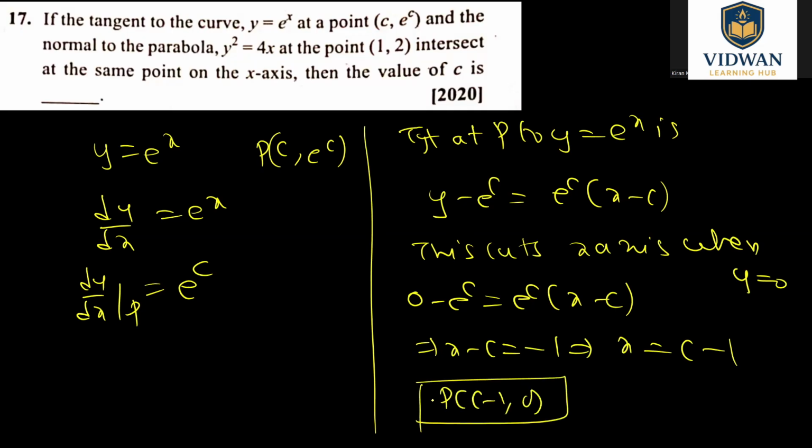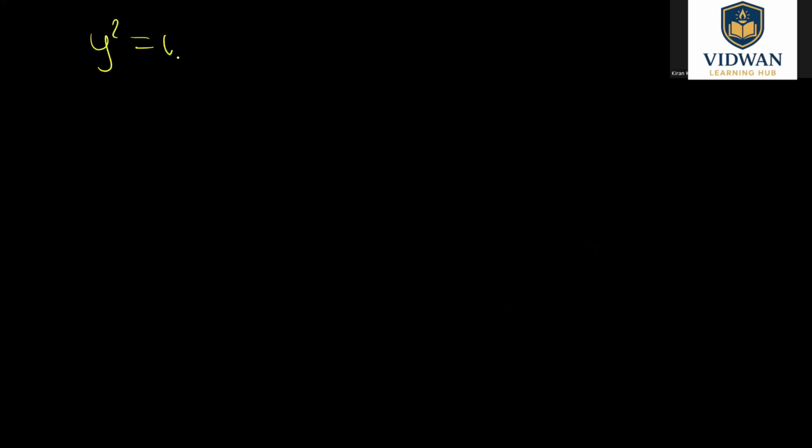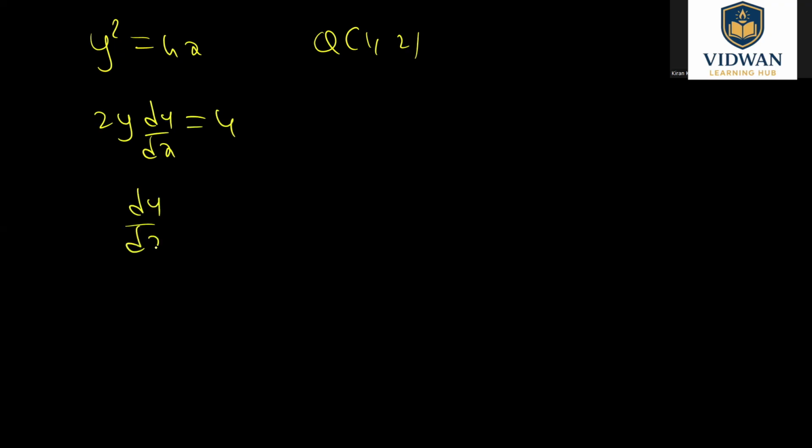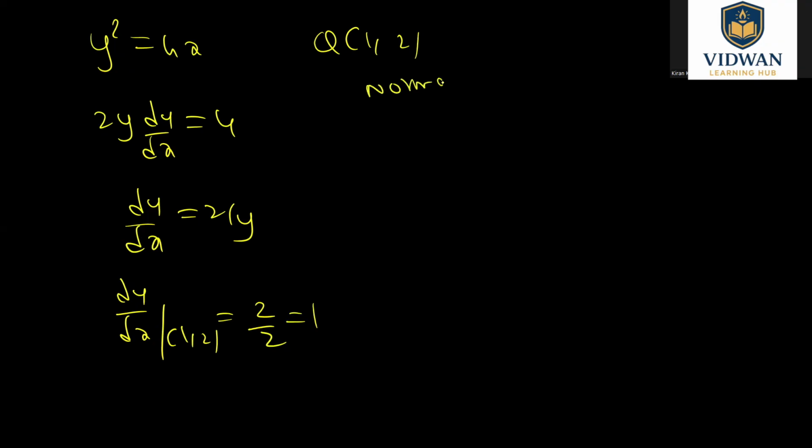So this should be the same as the point where the normal to the parabola cuts the x-axis. So again, find the normal for the parabola. For y square equal to 4x, you are finding the normal at the point 1, 2. For that, you have to find the derivative to get 2y dy by dx as 4. So dy by dx, the tangent slope, is 2 by y. And at the point 1, 2, what is the tangent slope? You put y as 2, 2 by 2 is 1. So this is the tangent slope. The normal slope will be minus 1 by the tangent slope, because you know the normal and tangent are perpendicular. So this will be minus 1.